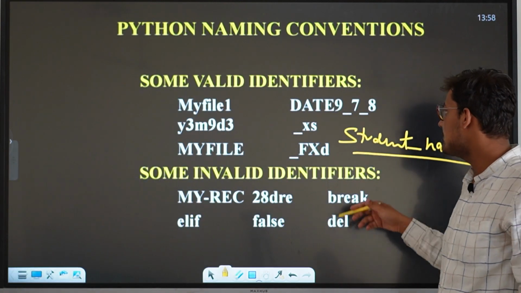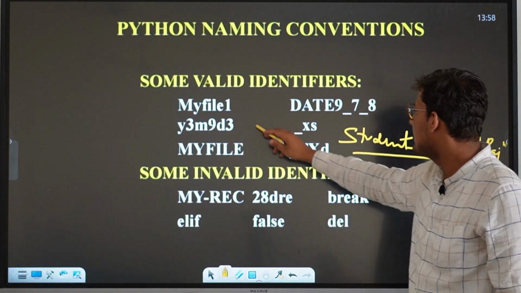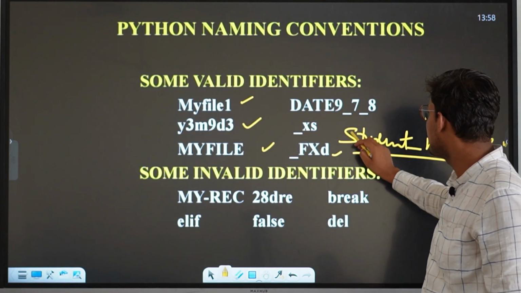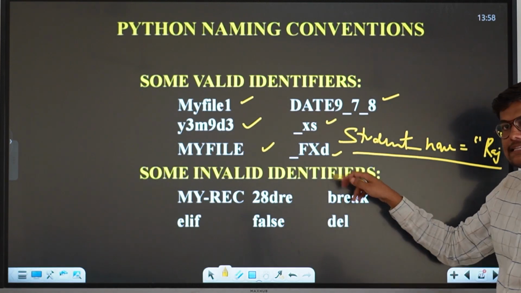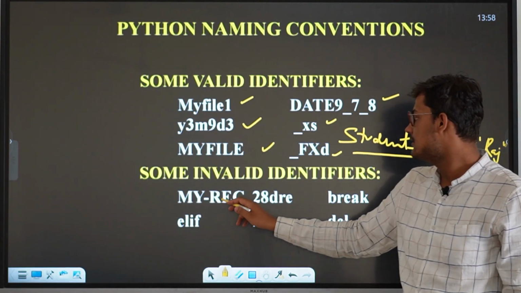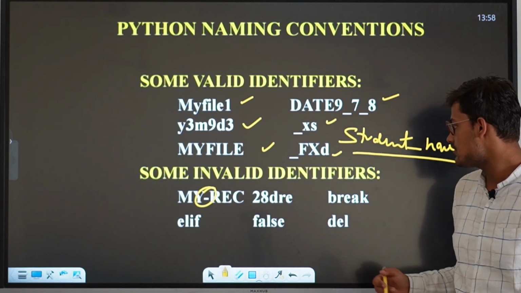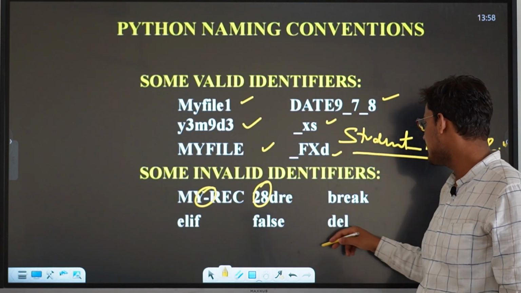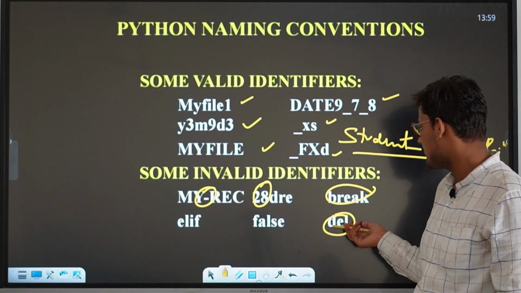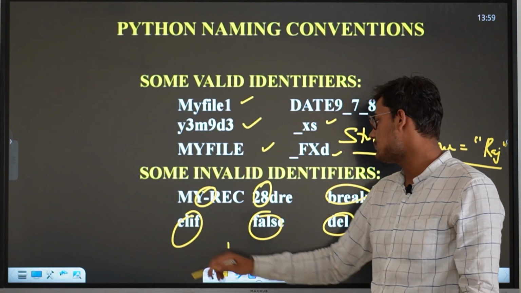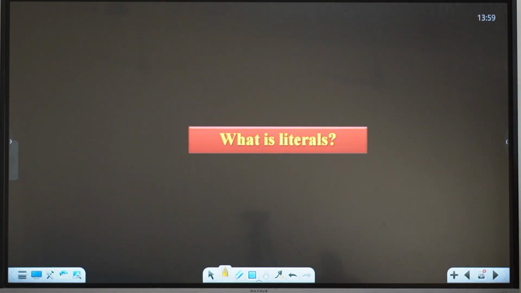Okay. So, these are some valid identifier names: my field 1, y3 something, my file, underscore, underscore, underscore. Now, we will see why these are invalid identifiers. Here dash is not allowed, 28 starts with a number, break is a keyword, del is also a keyword, false is also a keyword. So, that is why these are invalid.